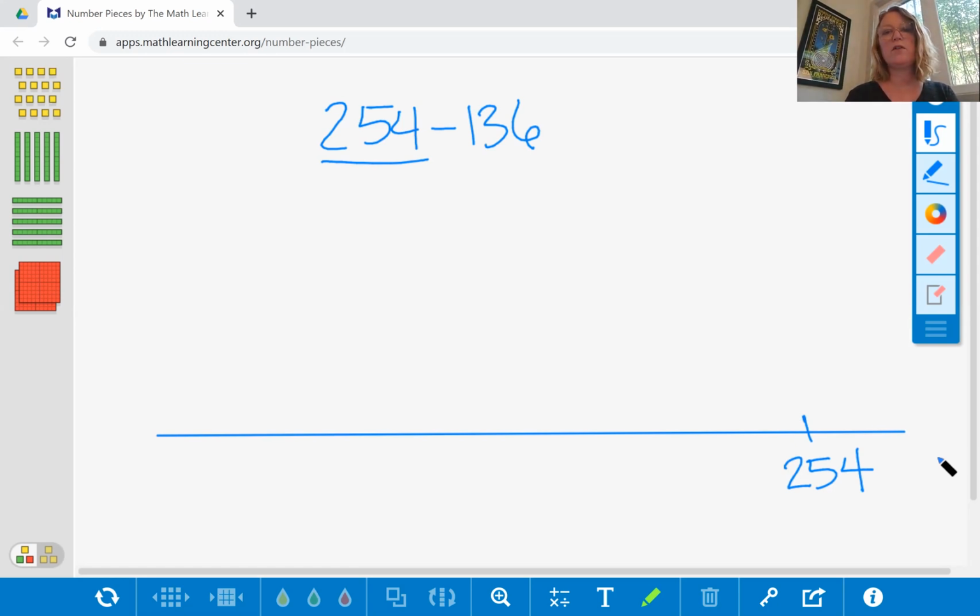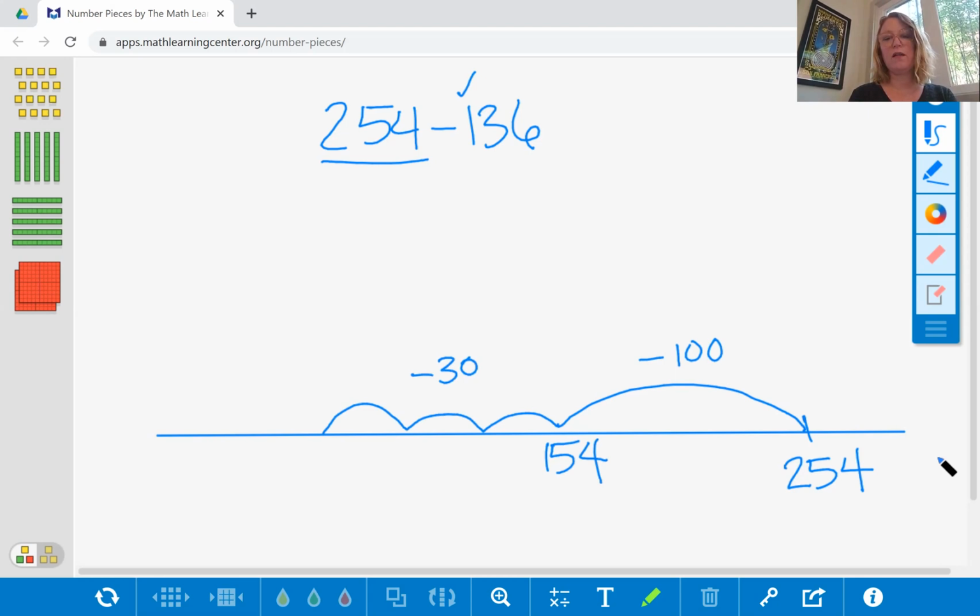So now I'm going to go backwards. I'm going to go backwards 100 because we're going backwards. 136 minus 100. What is 254 minus 100? 154. Good. So I got that one done. Now I'm going to go backwards 3 tens. 10, 20, 30.